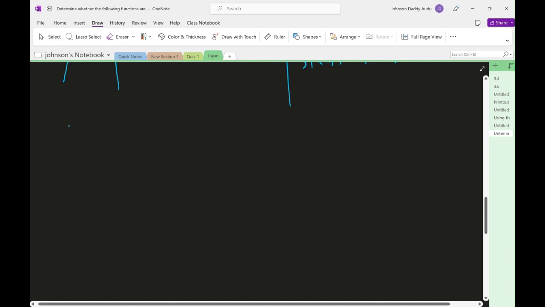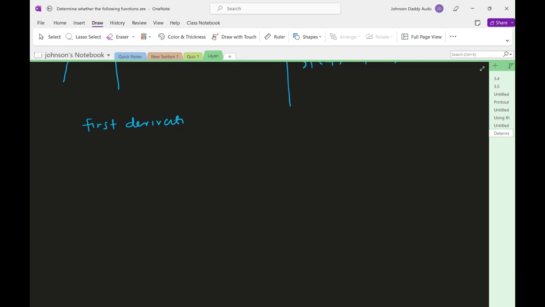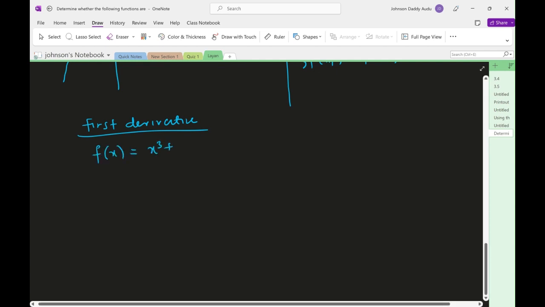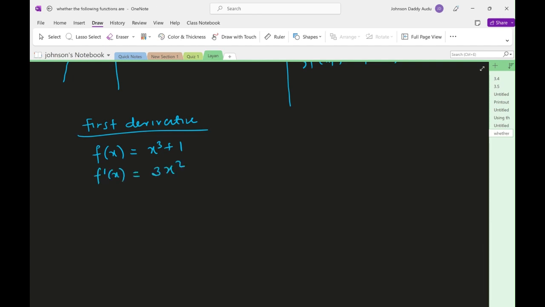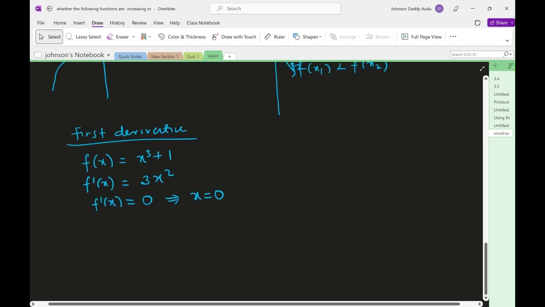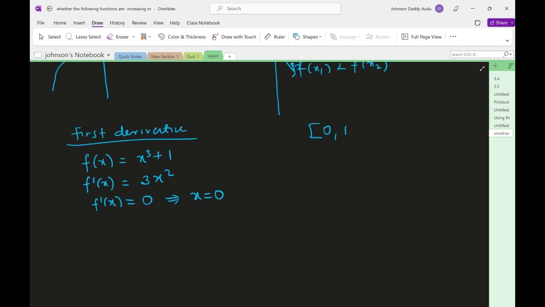So let's do the derivative one. For the first derivative test, just take the function. Remember the function is x cubed plus 1. The derivative is 3x squared. Now, what is the critical point? The critical point is when the derivative is 0, and you can see that this will give you x equals 0. But what is our interval? We're looking for interval 0, 16.